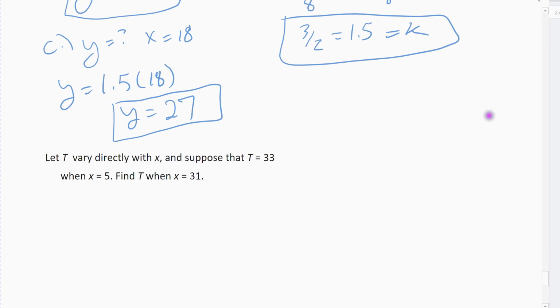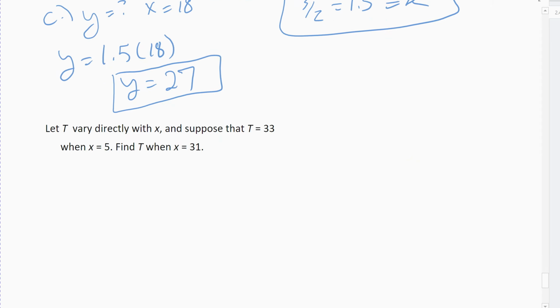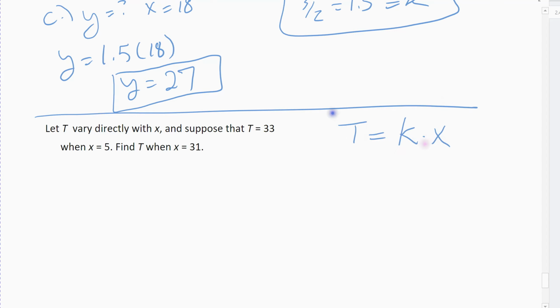All right, and again, we'll do another simple example. I actually think this one I did take directly from the book. All right, t varies directly with x. Suppose t is 33 when x is 5. Find t when x is 31. And so this one is very simple, but there's the line that's important. T varies directly with x. So that means t equals some constant times x. That's what varies directly with.